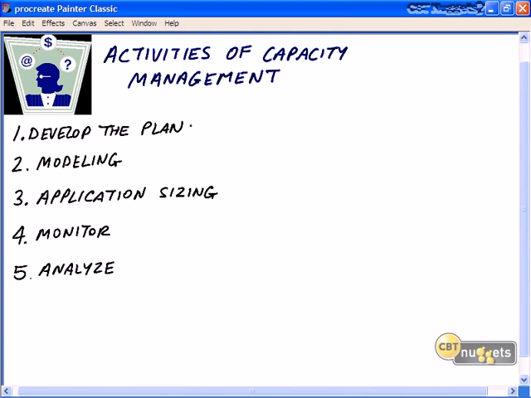Next, we're going to look at the activities of capacity management, and there's 9 actual activities here. We're only seeing 5 on this screen, but there's 4 more on the screen to follow this one. The first activity, the first step in capacity management is to develop the plan. And this plan is actually a formalized document. There is a certain thing as a CP, a capacity plan.